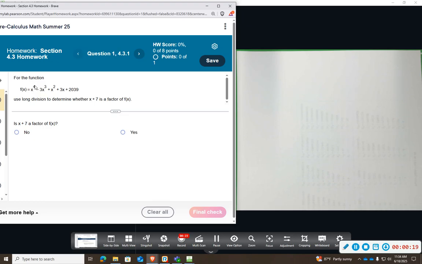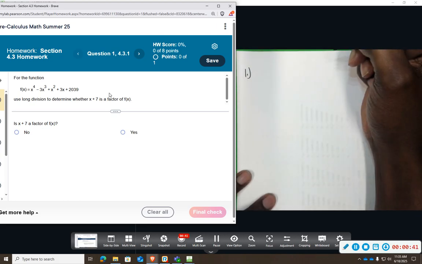So starting with the leading term, it is x to the 4th. And we're going to count down one at a time to make sure we have every term. So we have 4, 3, 2, 1, and then 0 x's. So that's what we're looking for. We do have all of our terms, so I'm going to set up the problem from here.